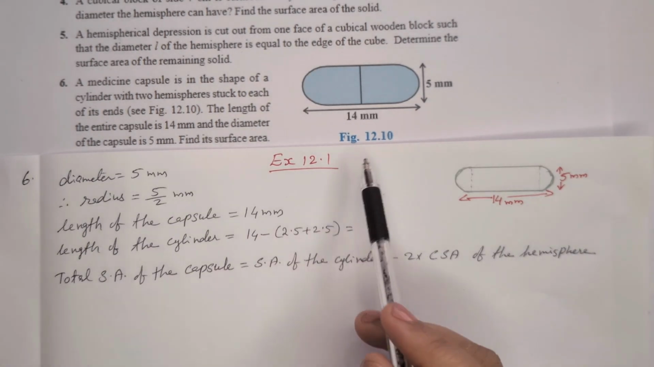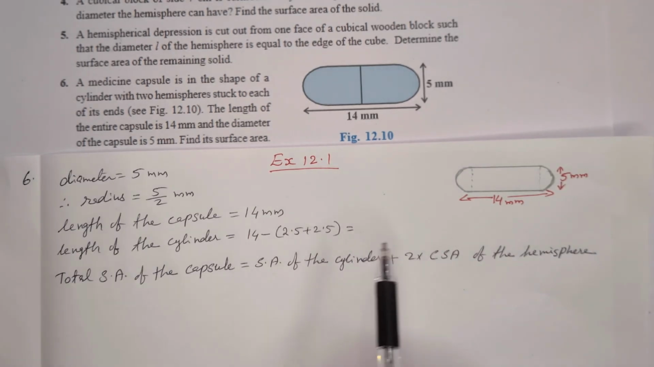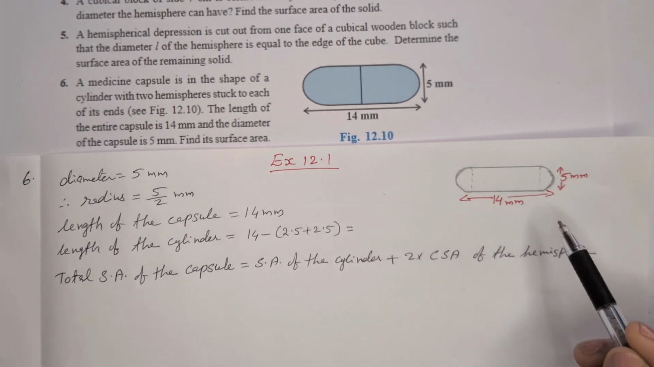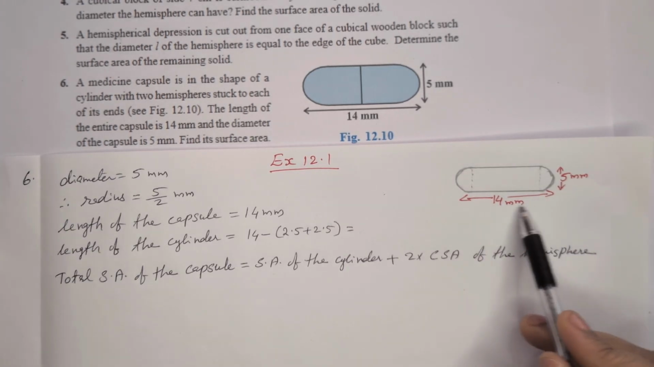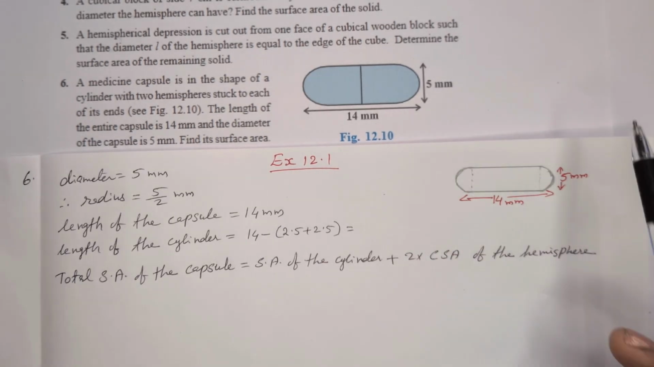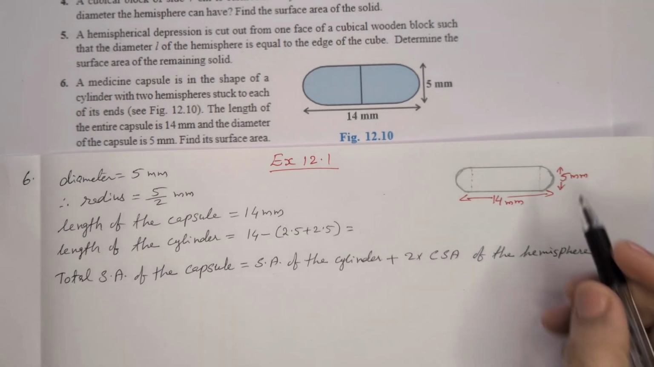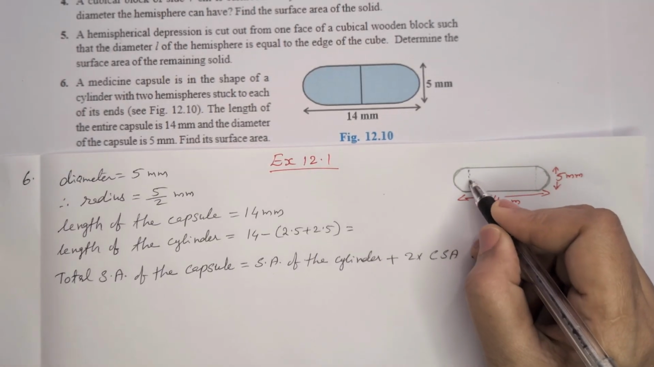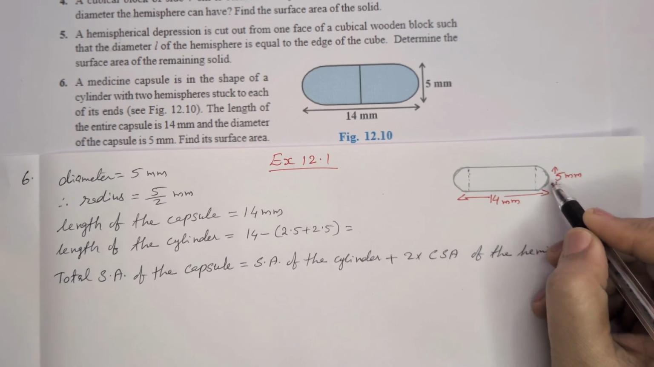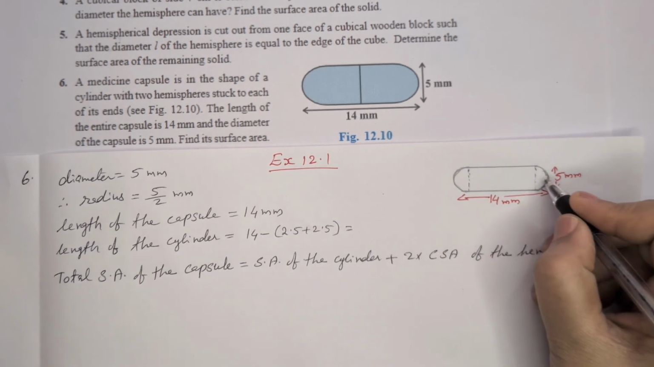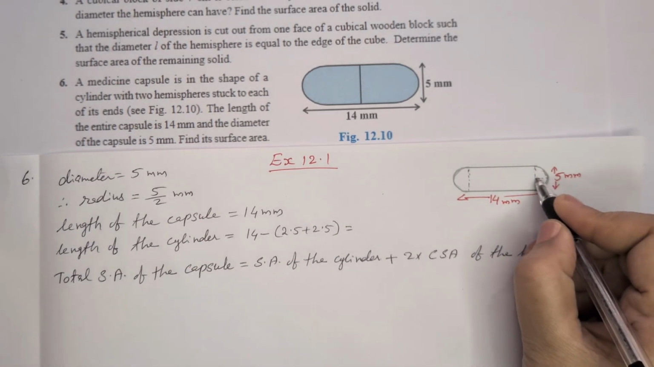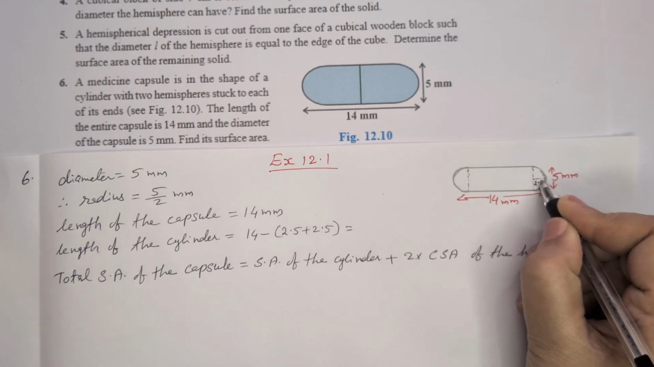Question number 6. A medicinal capsule is in shape of a cylinder with two hemispheres stuck to each of its ends. The length of the entire capsule is 14 millimeter and the diameter is 5 millimeter. Find its surface area. So we can divide this into two hemispherical parts. So here the diameter of the cylindrical part is 5 millimeter, so radius will come as 5 by 2 millimeter, or 2.5.